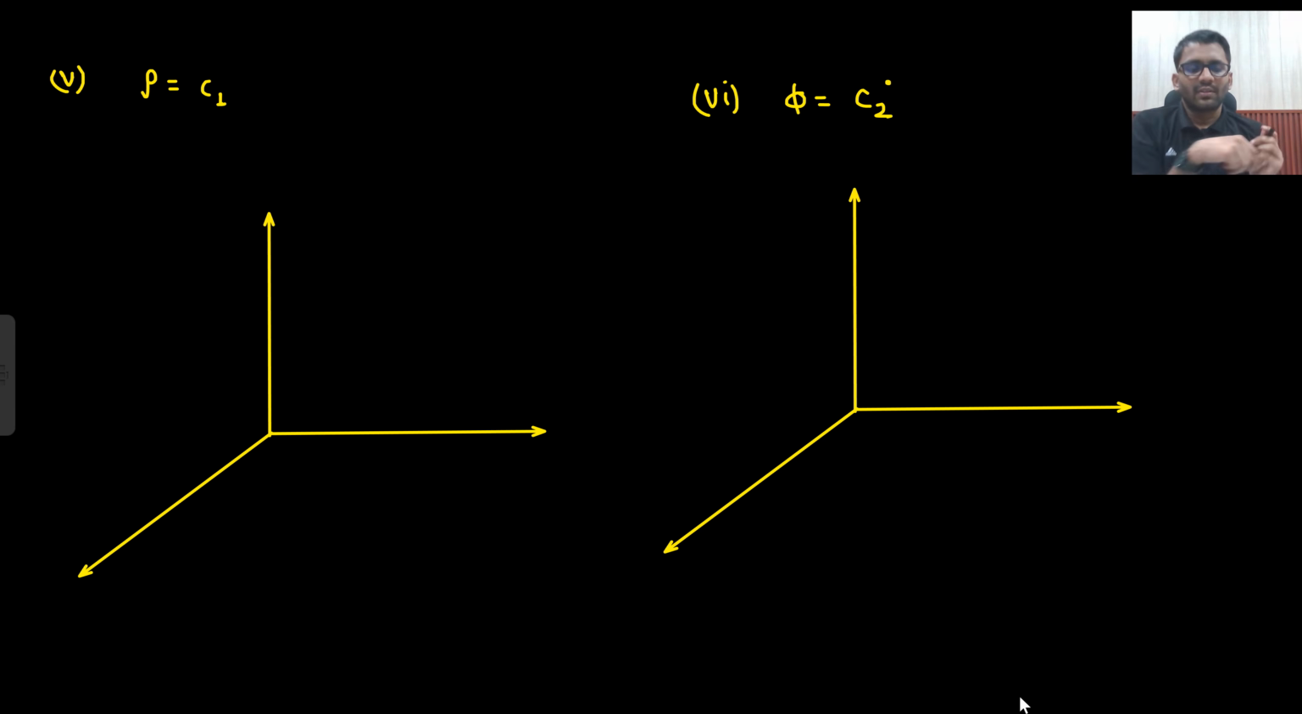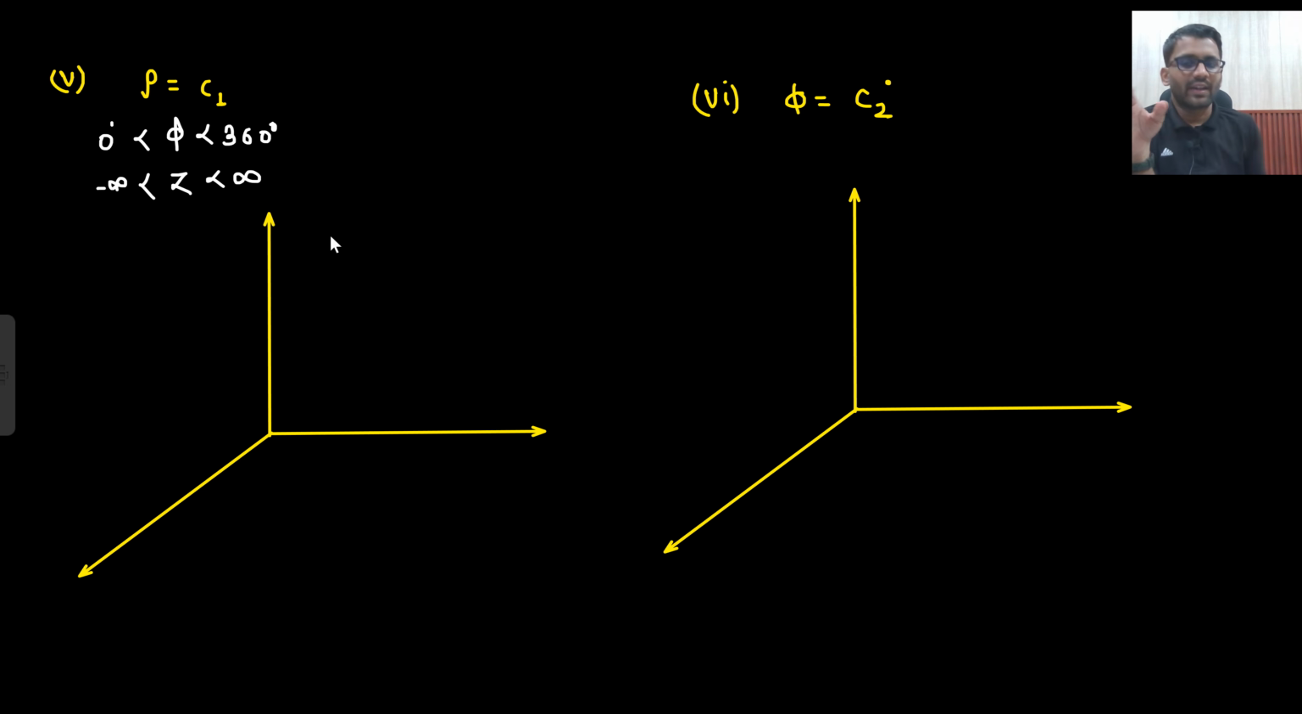Rho equals to C1. Make the locus of this. Rho equals to C1. What do you mean by that? What is the value of phi? Phi can take any value from 0 degree to 360 degree. And what about Z? Z can take any value from minus infinity to infinity. I told you in the previous lecture, if something is not mentioned, that means it is variable. Here I could have written rho equals to C1, phi variable, Z variable. But in the examination or in the questions, they will not even mention phi and Z. They will only write rho equals to C1. So you will have to understand that phi can take any value and Z can take any value. Now what is fixed? Rho equals to C1 is fixed.